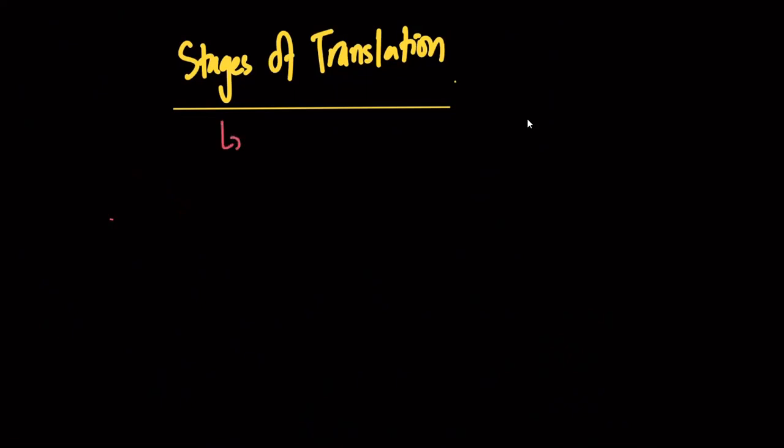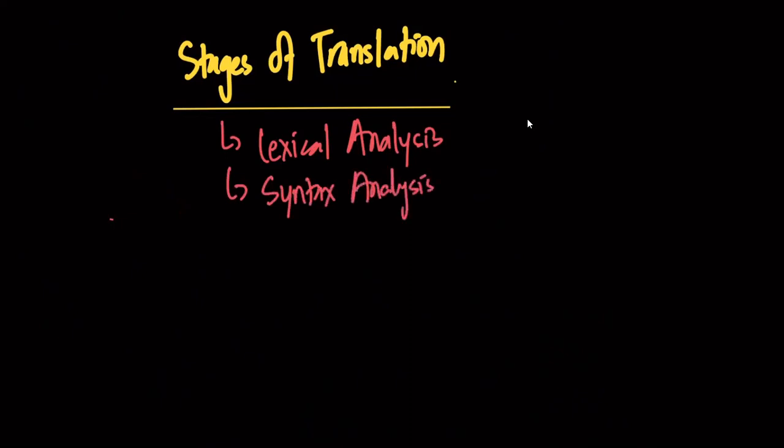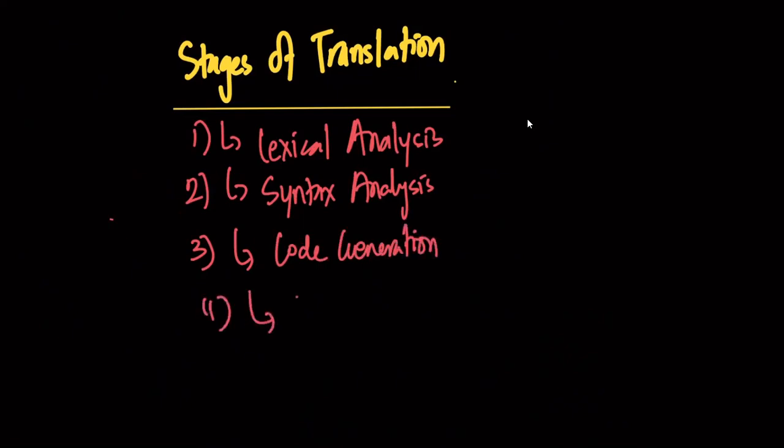So the first stage of translation is lexical analysis, then syntax analysis, code generation, and finally, we've got code optimization. So these are the 4 steps that are maintained while translation takes place, and each of the steps occurs sequentially.